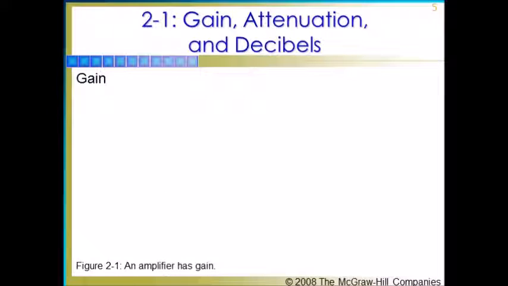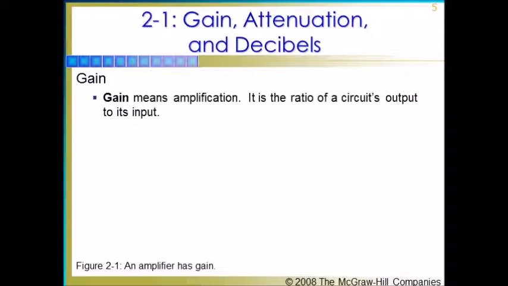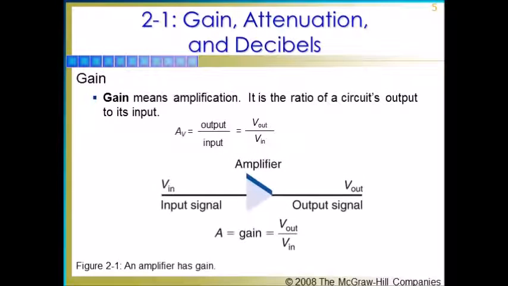First is gain. What is gain? Gain simply means amplification, and we can find the gain by dividing the circuit's output by its input, denoted by A sub V. We can find the gain by dividing the voltage output over the voltage input. From the figure below, an input signal comes through the amplifier and out comes the output signal. We find the gain by dividing the output signal by the input signal using its voltage.